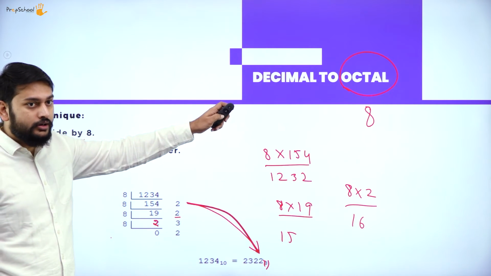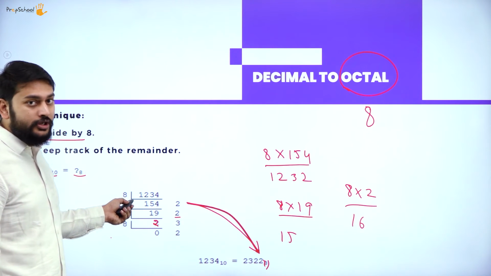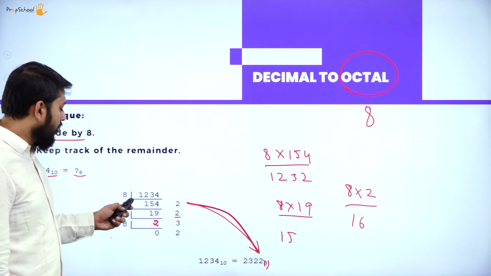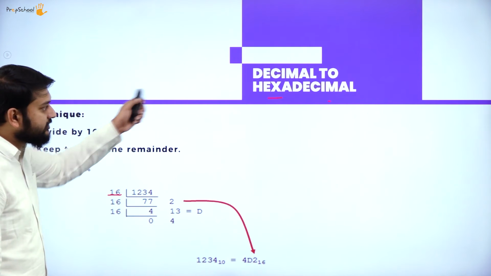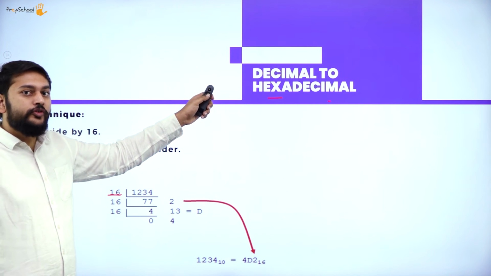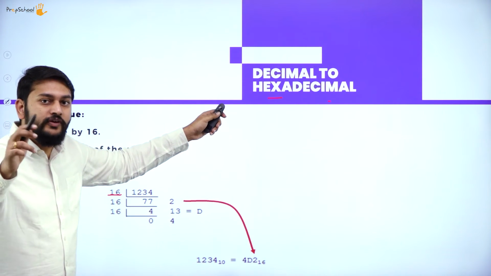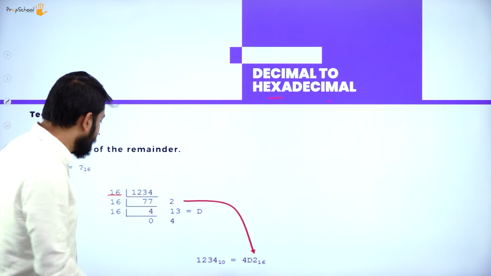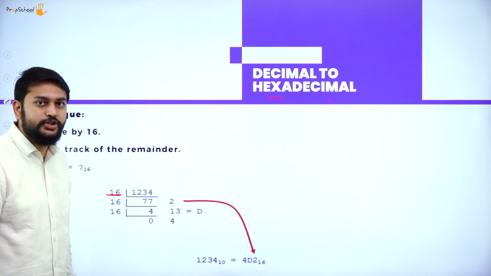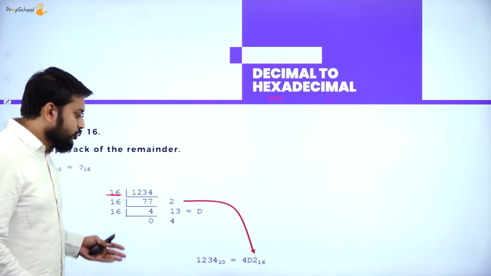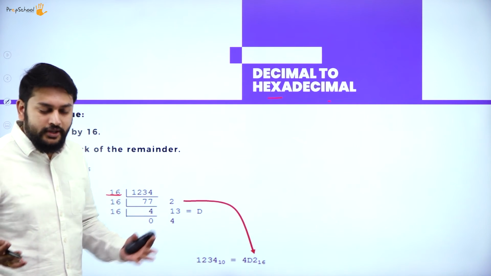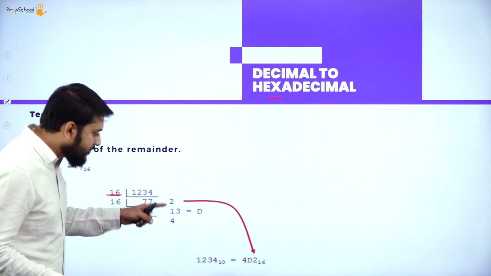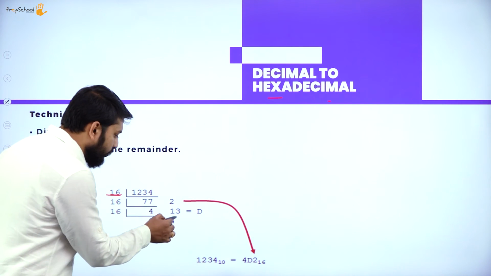Decimal to octal. We were using 8. Please observe here. Since we were using decimal to octal, we were using 8. But now it's hexadecimal. You all know that the base of hexadecimal is 16. That's why I'm dividing it by 16. So the division method, all of you will be knowing, so I don't have to explain. But let me explain something very important.